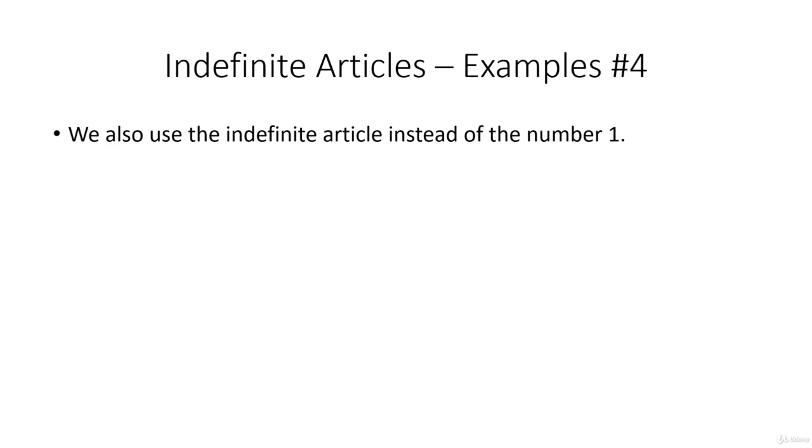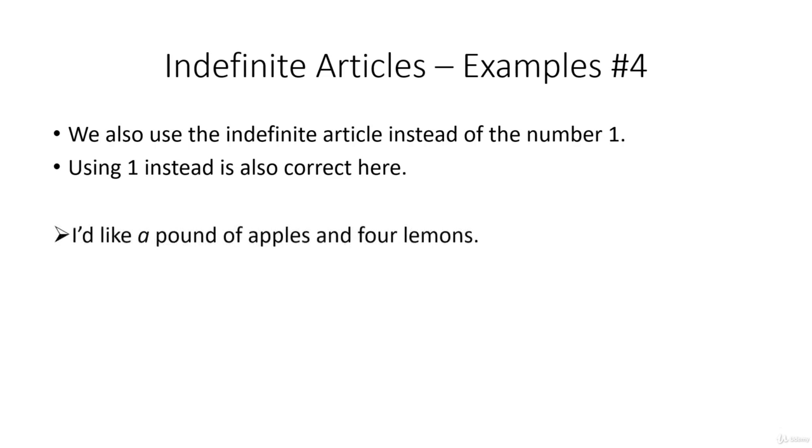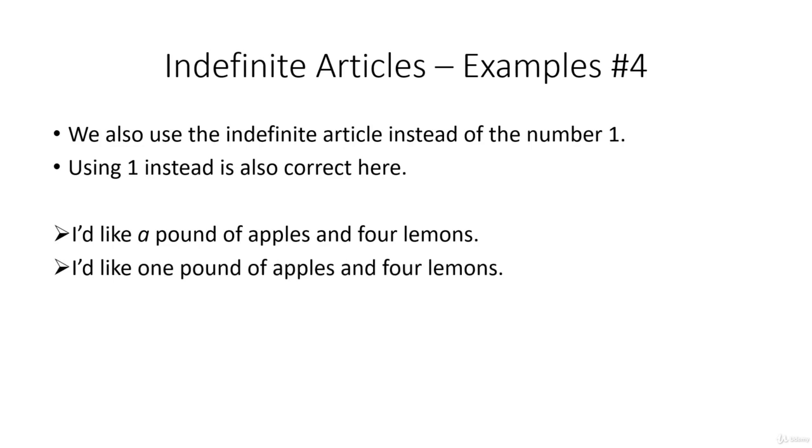And we also use the indefinite article instead of the number one. If we wanted to, we could use the number one as well. It would also be correct. So for instance, at the market, you might say, I'd like a pound of apples and 4 lemons. You could equally as well say, I'd like 1 pound of apples and 4 lemons.